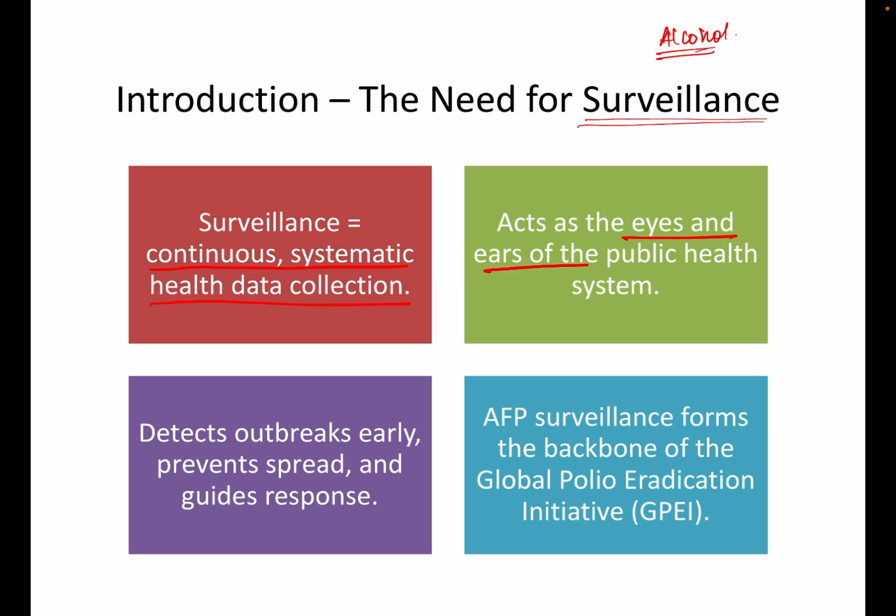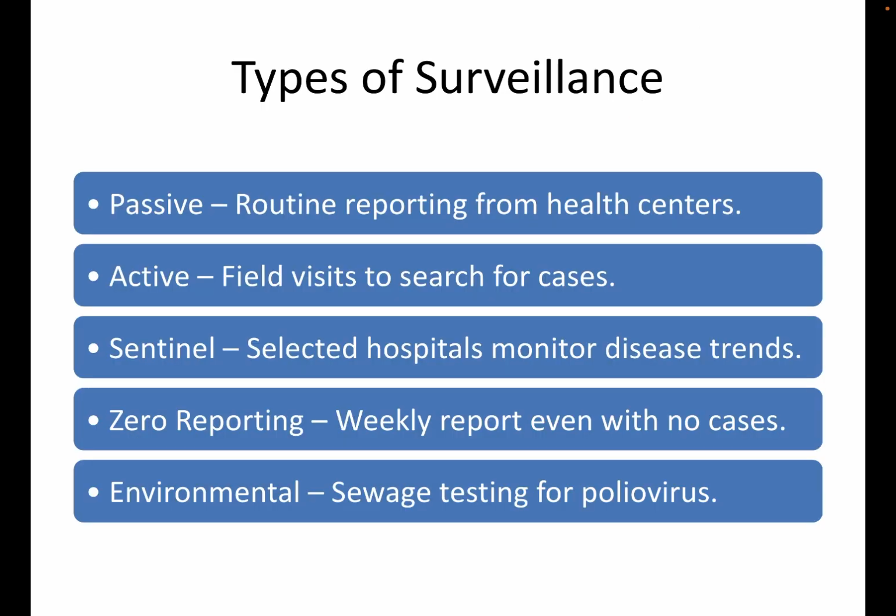Similarly, surveillance is a continuous and systematic health data collection. It acts as the eyes and ears of the public health system. It is useful for detecting outbreaks early, preventing the spread, and also useful in guiding the response. So, for polio, AFP surveillance forms the backbone, and it is one of the initiatives of the Global Polio Eradication Initiative. So there are different types of surveillance actually.